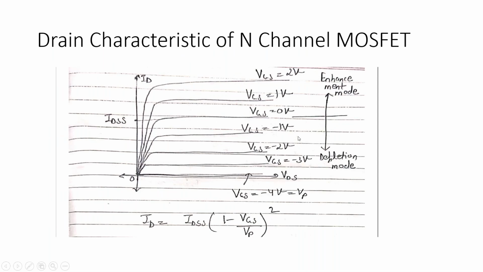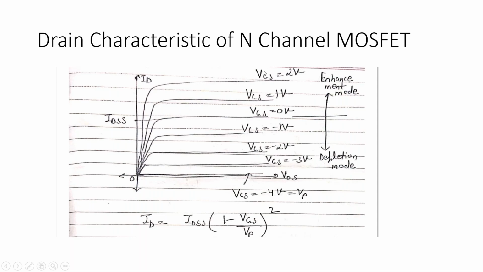This is the characteristics of N-channel MOSFET. There are three conditions: when VGS is 0, when VGS is increased, that is, when positive VGS voltages are applied, and when VGS is decreased, when negative VGS voltages are applied. So this is the drain characteristics of N-channel MOSFET. It is a curve between drain current and VDS, the drain to source voltage. When we are increasing VDS, ID is increasing.